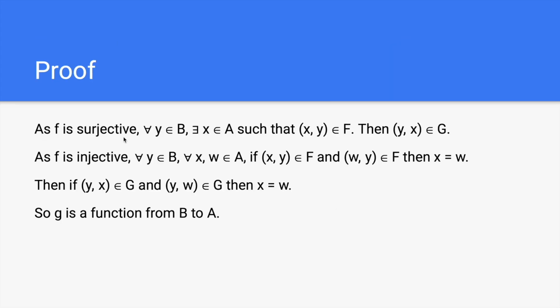As f is surjective, for all y in B, there exists x in A such that (x, y) is in F. Then (y, x) belongs to G. As f is injective, for all y in B, for all x, w in A, if (x, y) belongs to F and (w, y) belongs to F, then x is equal to w. Then if (y, x) belongs to G and (y, w) belongs to G, then x is equal to w. So G is a function from B to A.